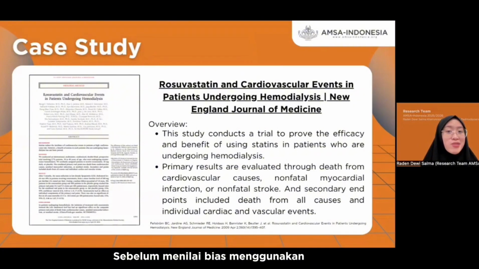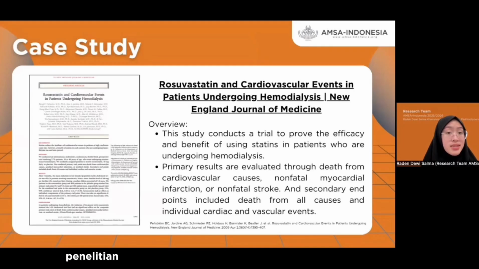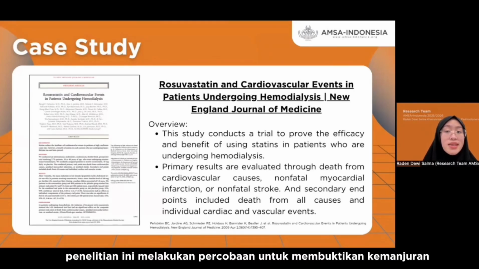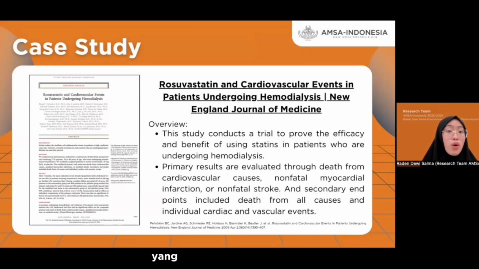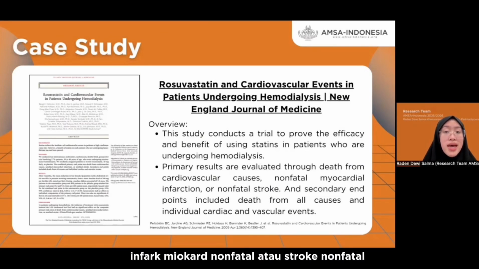Before assessing bias using risk of bias 2.0, we will first briefly review the study, rosuvastatin and cardiovascular events in patients undergoing hemodialysis, to understand its design, objectives, population, interventions, and outcomes. The study conducts a trial to prove the efficacy and benefit of using statins in patients who are undergoing hemodialysis. The primary outcome is death from cardiovascular causes, non-fatal myocardial infarction, or non-fatal stroke, and secondary endpoints included death from all causes and individual cardiac and vascular events.